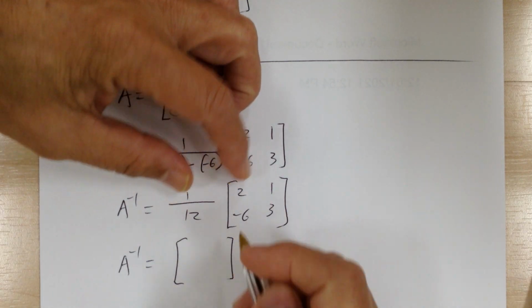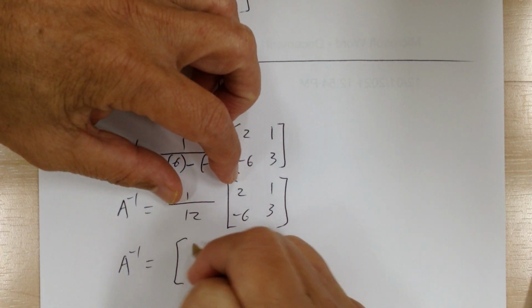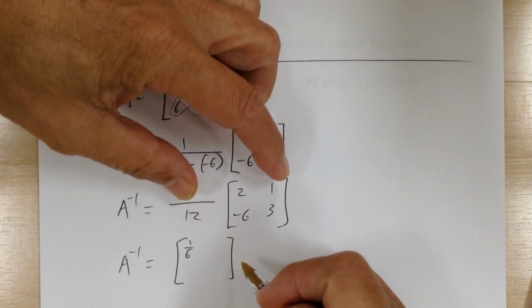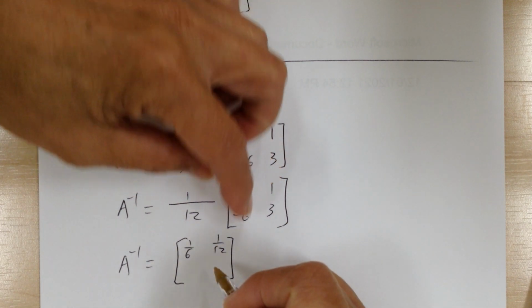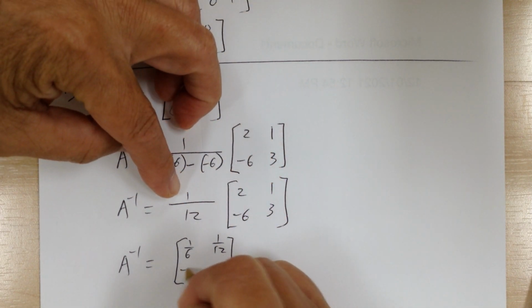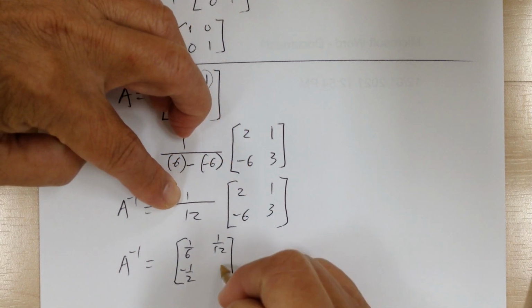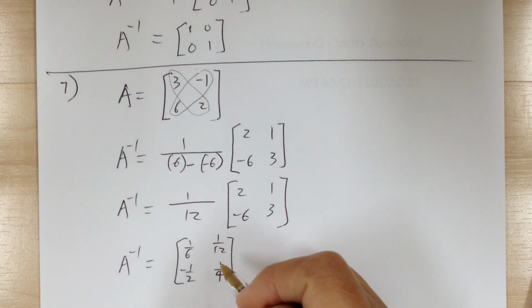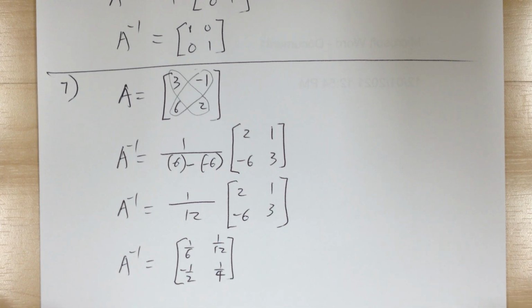This one equals 2 times 1 over 12, which gives you 2 over 12, which is 1 over 6. This times that gives me 1 over 12. This times that gives you negative 1 over 2. This times that will be 1 over 4. And that's it for number 7.